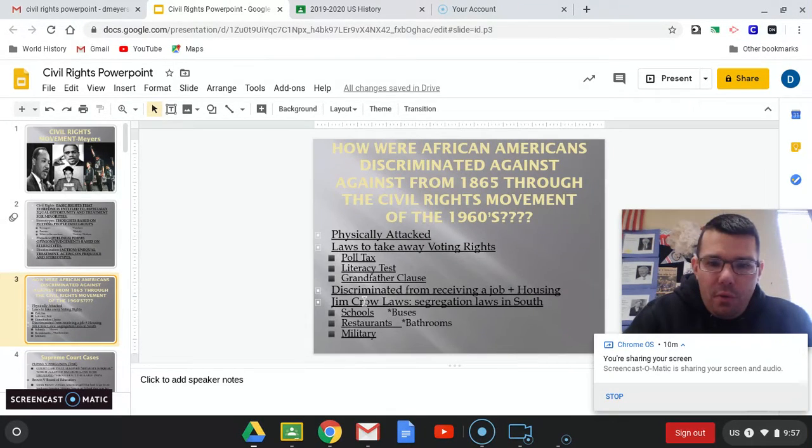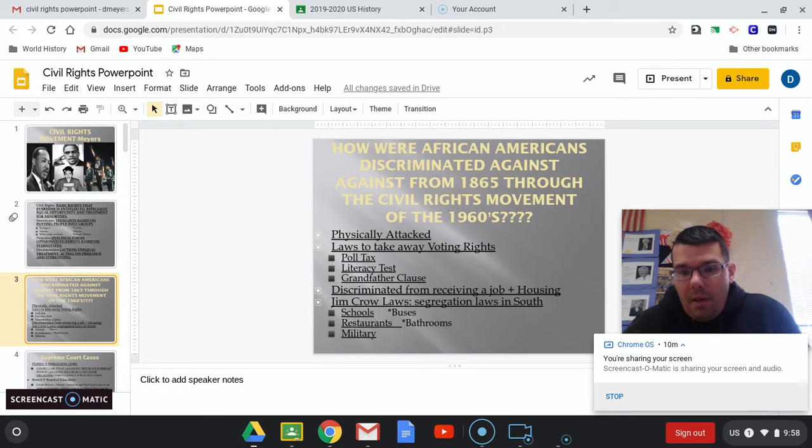As I said before, they were discriminated against when receiving jobs and housing. There were certain sections of cities that wouldn't sell homes to African Americans to keep them segregated, especially white communities in the suburbs or nicer areas. You have something called Jim Crow laws, very important. Jim Crow laws were laws passed in the South that would legally segregate the races. So again, schools, there are black schools and white schools. That's segregation, you're separating. Buses.